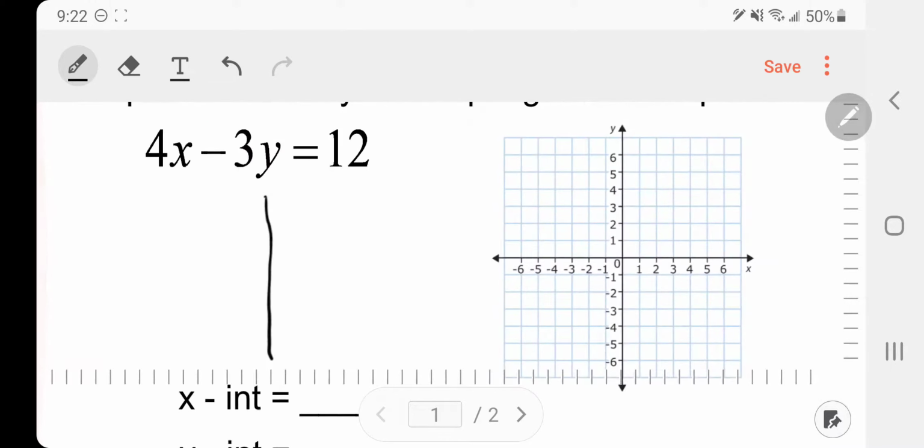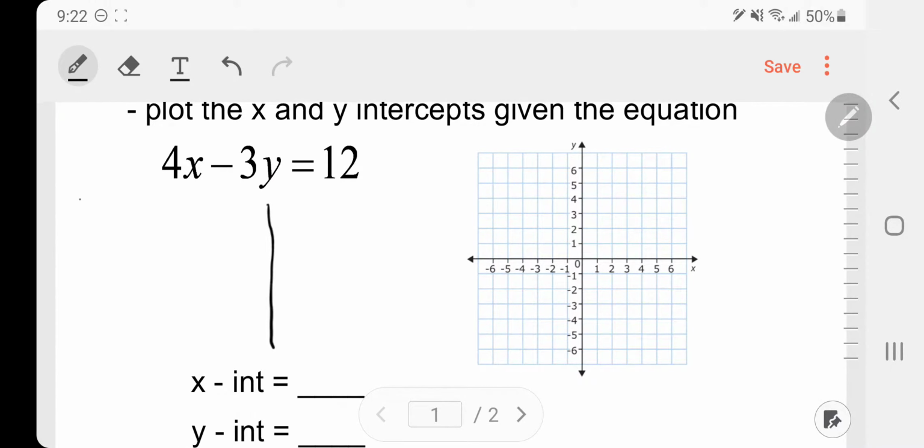To find the x-intercept, we know that we would set y equal to 0 and solve that. And to get the y-intercept, we would set x equal to 0 and then solve for y.